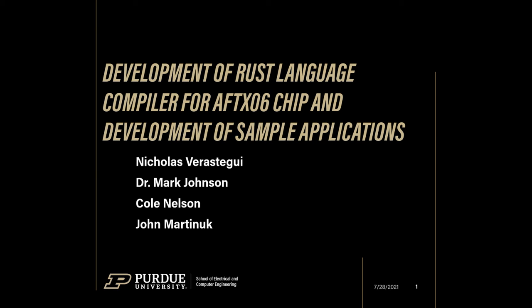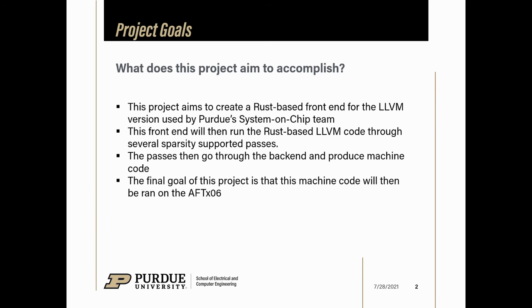Hello, my name is Nicholas Verostegui, and the project I am presenting today is the development of the Rust language compiler for the AFTx06 chip and development of sample applications. This project aims to create a Rust-based front end for the LLVM version used by Purdue's System-on-Chip team. This will run Rust-based LLVM code through several sparsely supported passes, and then go through the backend and produce machine code. The goal of this project is that this machine code will then be compatible on the AFTx06.